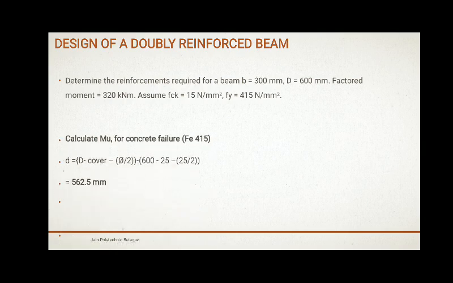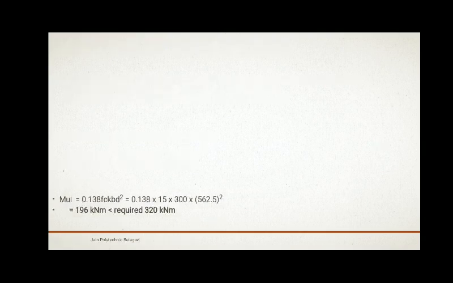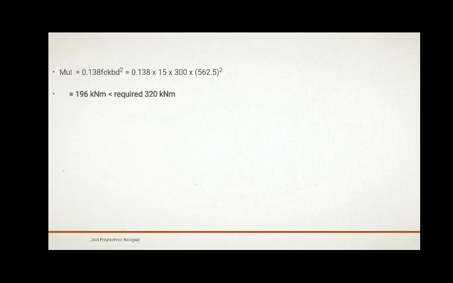Now we have to calculate Mu for concrete failure. So d is equal to capital D minus cover minus diameter of the bar divided by 2. So 600 minus 25 is the cover minus diameter of bar we are assuming, that is 25, divided by 2. So finally effective depth we get is 562.5 mm. Mu limiting is equal to 0.138 fck b d square. So fck, b, d values we know, substituting in the equation we get Mu limiting, that is 196 kilonewton meter, which is lesser than the required, that is 320 kilonewton meter.